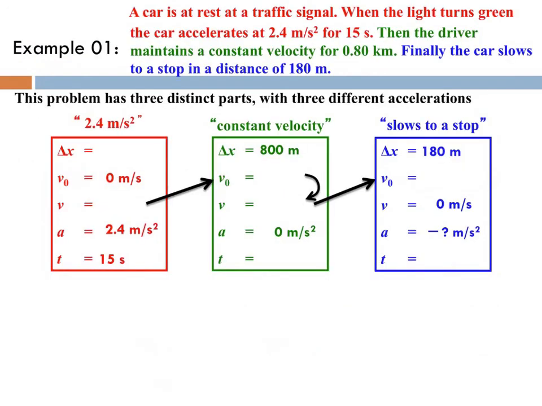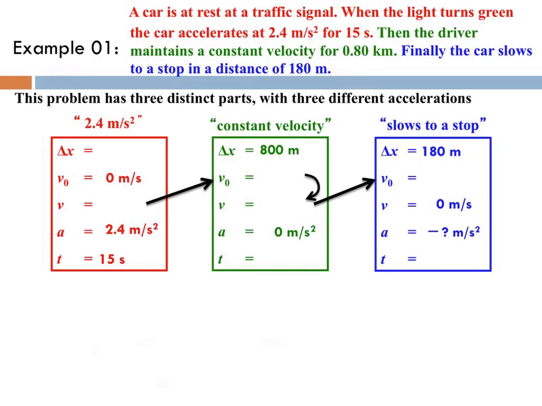So just to give you an idea of the kind of problem that we're going to see in class. It says a car is at rest at a traffic signal. When the light turns green, the car accelerates at 2.4 meters per second squared for 15 seconds. Then the driver maintains a constant velocity for 0.8 kilometers. Finally, the car slows to a stop in a distance of 180 meters.